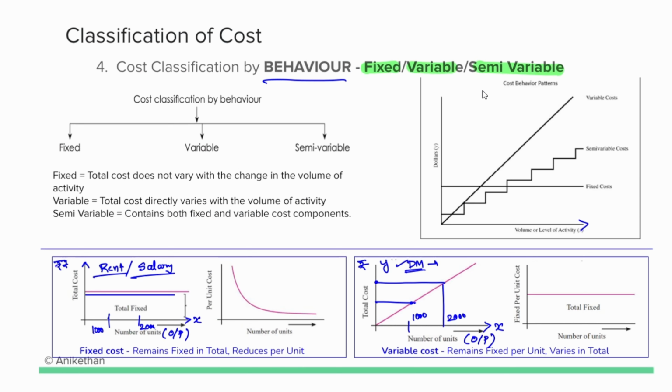When it comes to semi-variable cost, here it involves both fixed and variable. Hence it is called semi-variable. How can it involve both fixed and variable? It usually varies in certain slabs. An example is the electricity charge. You might have observed the electricity charge is charged with respect to a certain slab and it remains fixed within that slab. As the slab changes, it goes to the next rate. Then again, until it reaches the next slab, it remains fixed. Such type of things are called semi-variable cost.